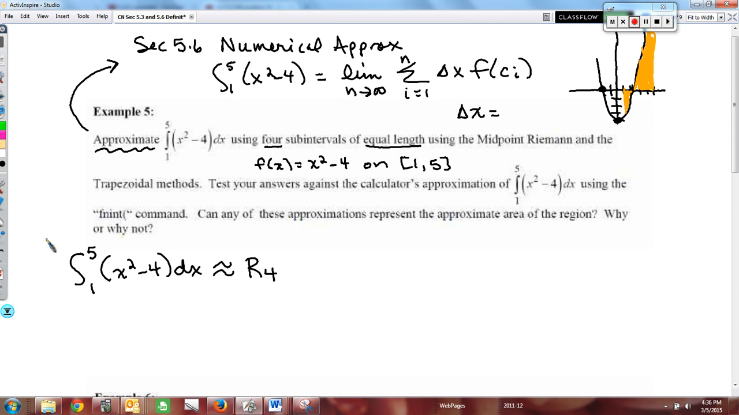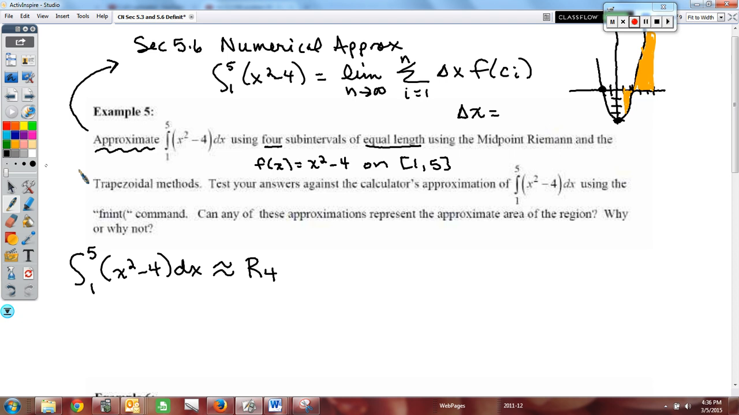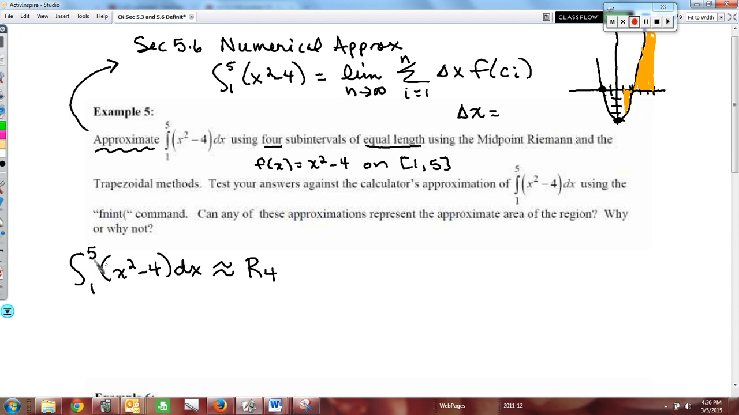Okay. Now obviously from just that sketch we can see that we're below and above. So this definite integral is not the area of the region. Okay? It is not going to be an approximate area of the region because this is not the total area. However, could some of these approximate? Well, let's take a look at it.